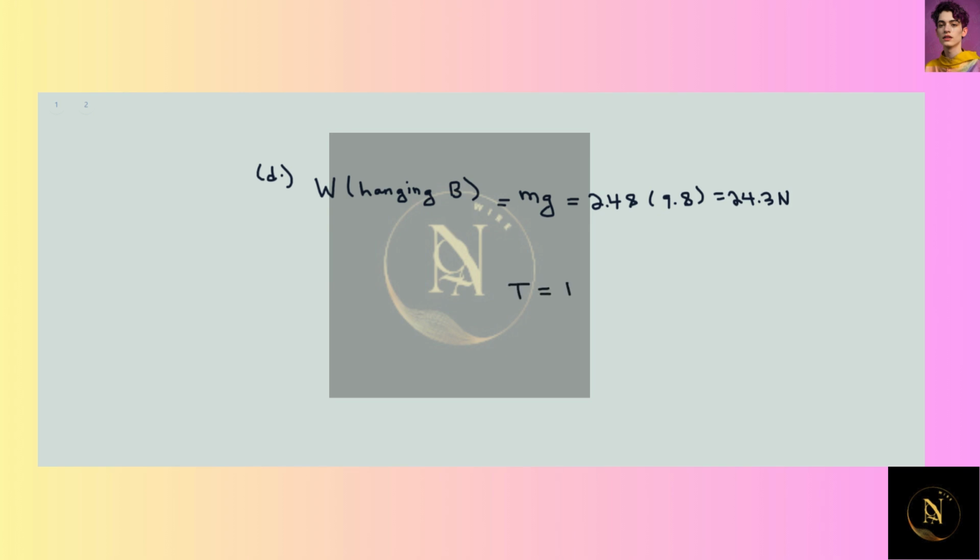Tension was given to us as 15 newtons. So the weight of the hanging block is greater than the tension, meaning that the block will fall to the floor. And that's the end of the problem.